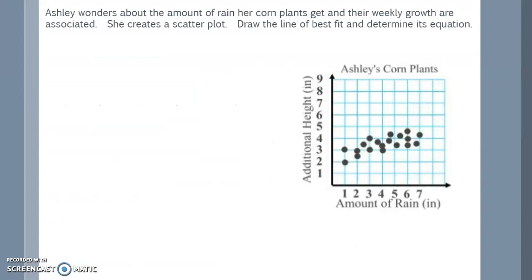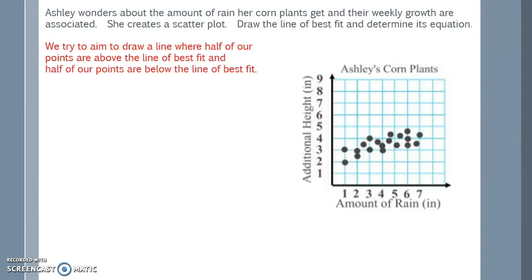Ashley wonders about the amount of rain her corn plants get and their weekly growth. She creates a scatter plot. Draw the line of best fit and determine its equation. We try to aim to draw a line where half of our points are above the line of best fit and half of our points are below the line of best fit.